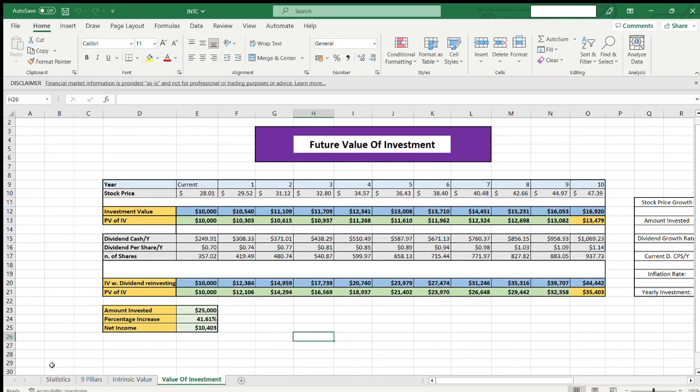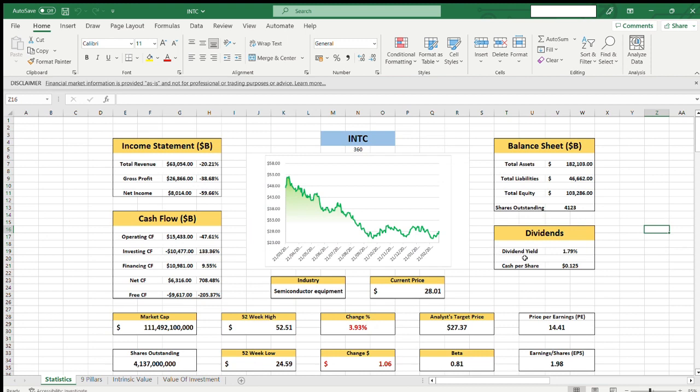Now let's jump to our statistics page, and here we can see that the current dividend yield of Intel is at 1.79% and the cash per share is at $0.125 per share per quarter. We can further see that the analyst's target price for next year is at $27.37, which is slightly lower than the current price of the stock, which is quite concerning.